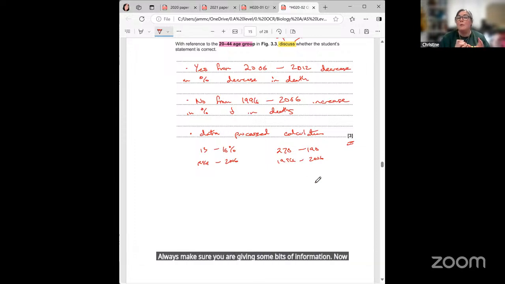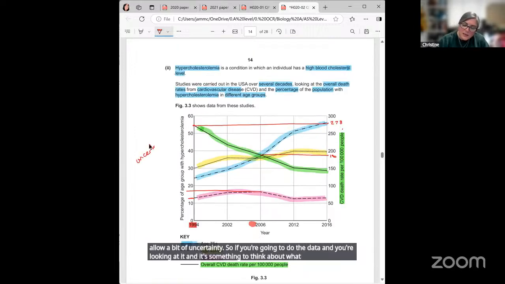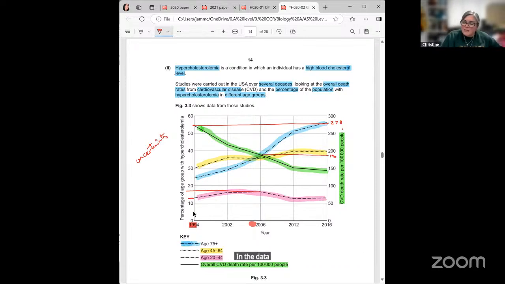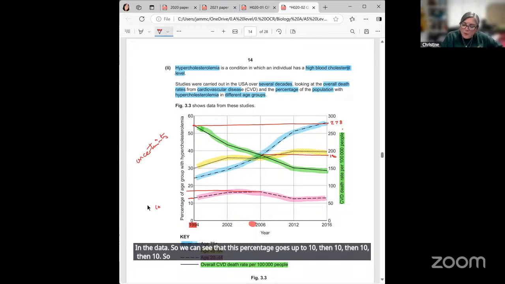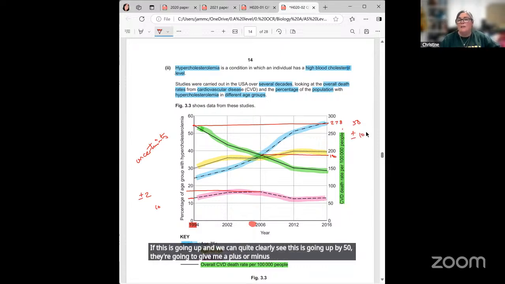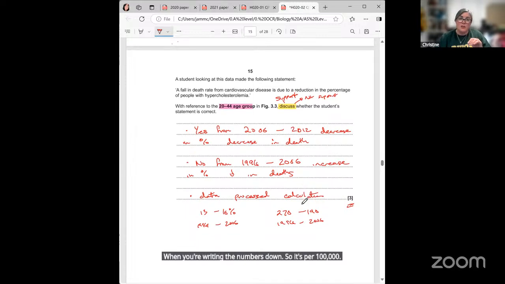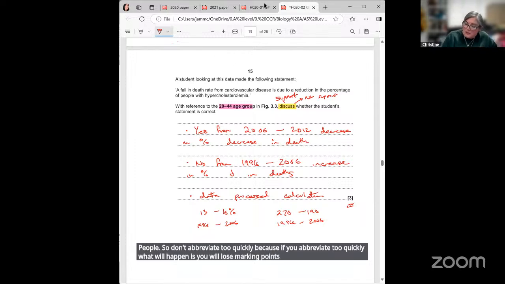Now, they will always allow a bit of uncertainty. So if you're going to do the data and you're looking at it, something to think about is what would be the uncertainty in the data? So we can see that this percentage goes up by 10, then 10, then 10, then 10. So therefore, what are they going to allow? They're probably going to allow me plus or minus 2%. If this is going up, and we can quite clearly see this is going up by 50, they're going to give me plus or minus probably about 10. So that's important. The other thing to note, use the title units when you're writing the numbers down. So it's per 100,000 people. So don't abbreviate too quickly, because if you abbreviate too quickly, you will lose marking points because you haven't actually given them the information they want.